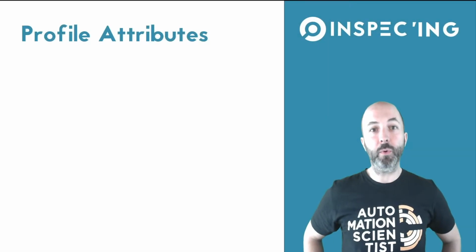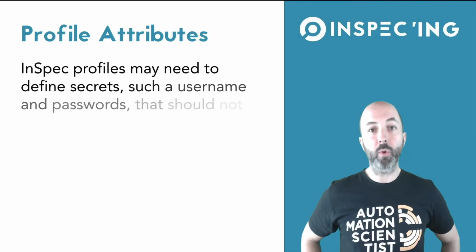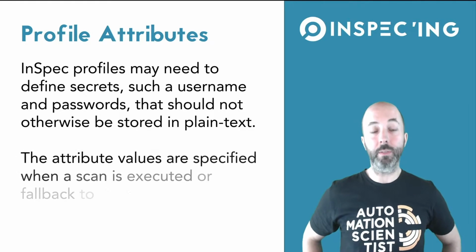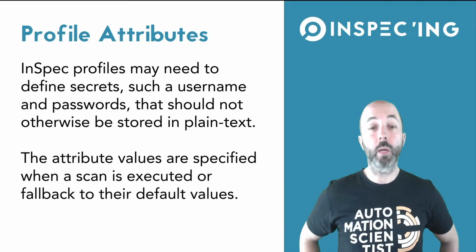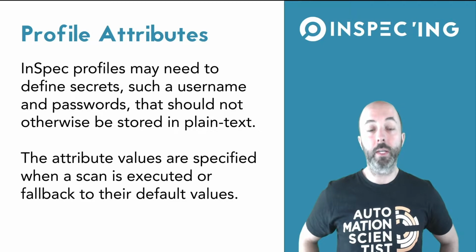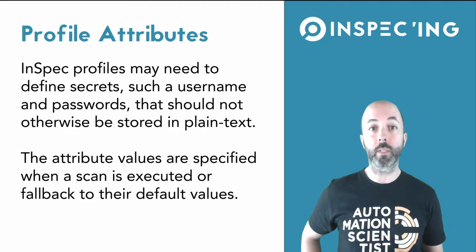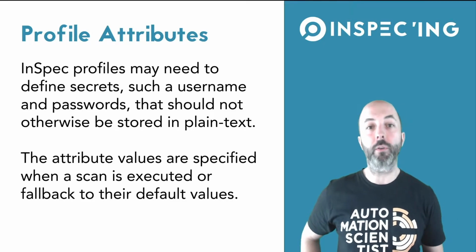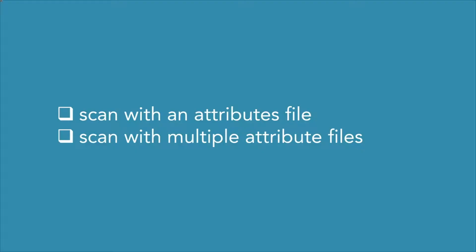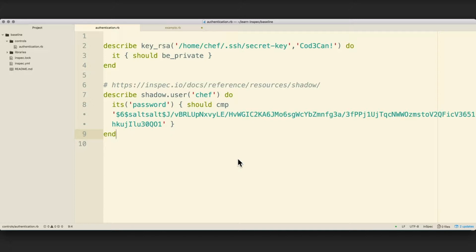In this episode, we're going to focus on profile attributes. InSpec profiles may need to store sensitive information, like secrets, that we don't want to contain within the profile. Instead, we'd like to add them at runtime, or even set possible default values when we execute them. So let's look at an example of how we can use attributes to remove secrets from this example code.